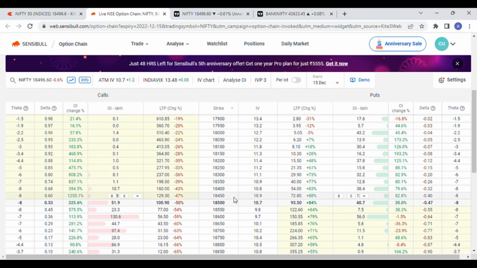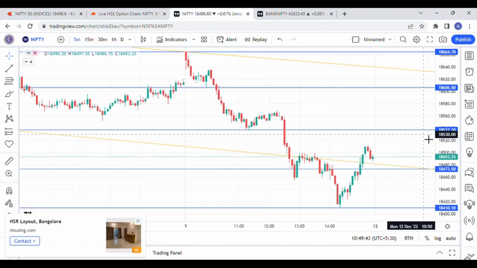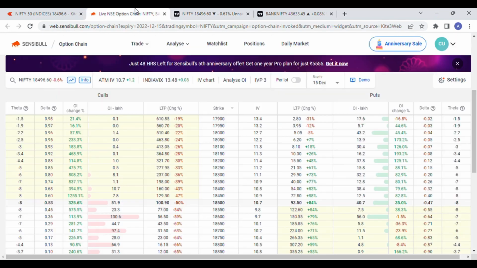So suppose Nifty tomorrow opens around 18,530, near this resistance level of 537 or 540, then if we are going long, we have to choose the 18,500 strike. For example, I'm saying 550 as our call option. And this is the last traded price, which is actually the premium we are paying to buy the option.